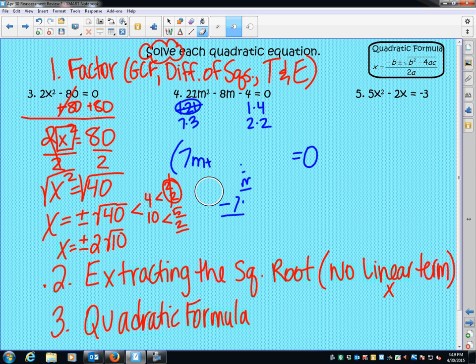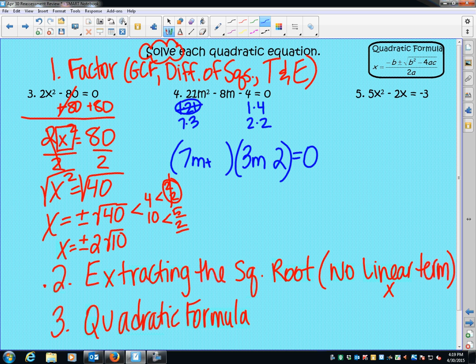Okay, I'm going to leave my 7m and my 3m where they were. Okay, so now I'm going to try 2 and 2. All right, so let's see what that'll give us. Negative 14m, and this will give me 6m. All right, so when I combine those, I get negative 8m. Okay, that is what I want.